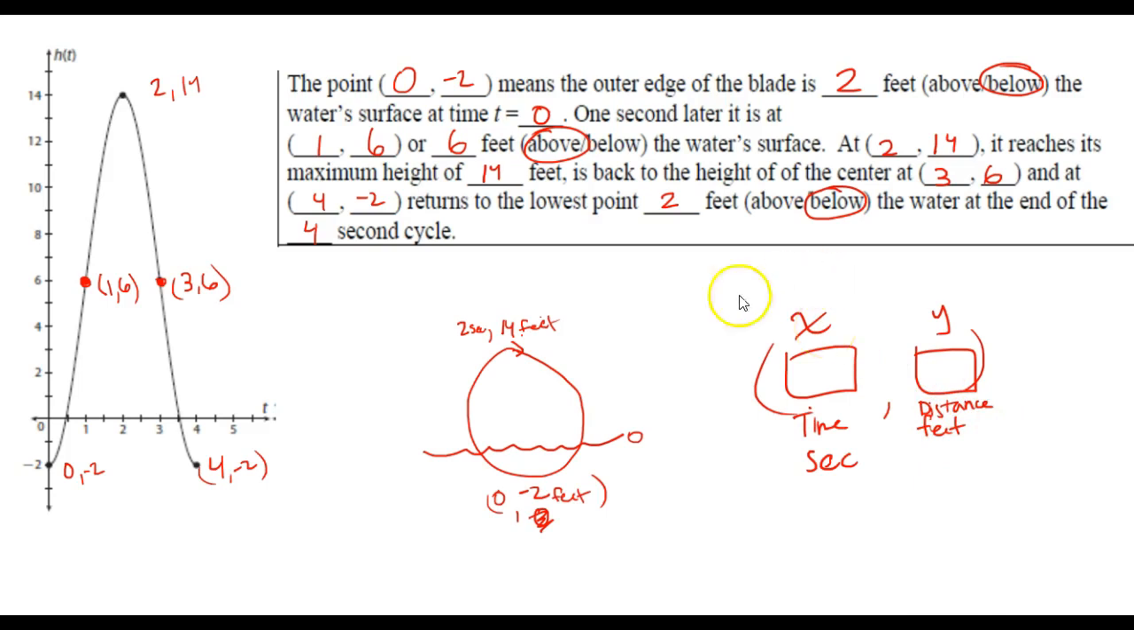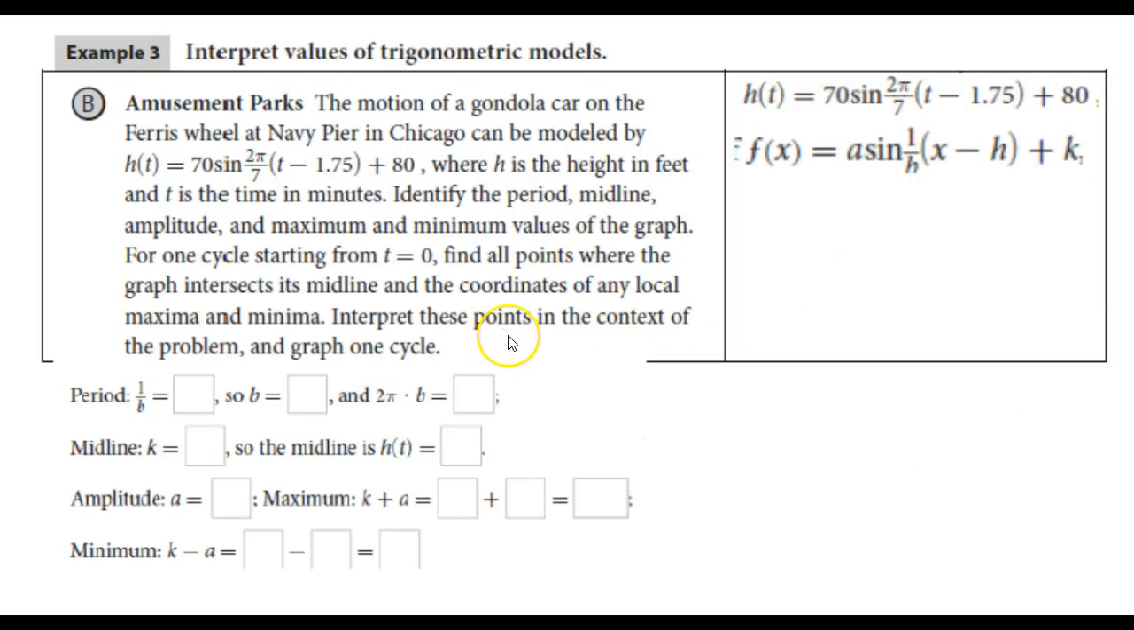All right, let's move on to part B. So here let's talk about an amusement park, the motion of a gondola car on a Ferris wheel. I believe on your packet they'll probably have a picture of that, but you should know what a Ferris wheel looks like. It's one of those circle things, you go on it, it goes high. You can also Google it. But essentially we can model the motion of a gondola using a sine function, where h is height in feet.